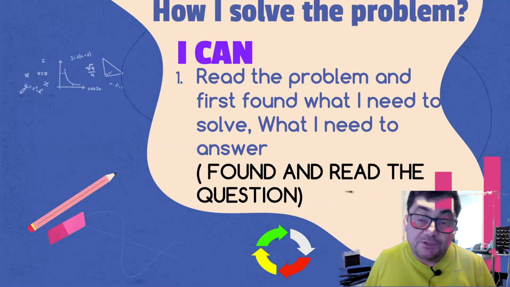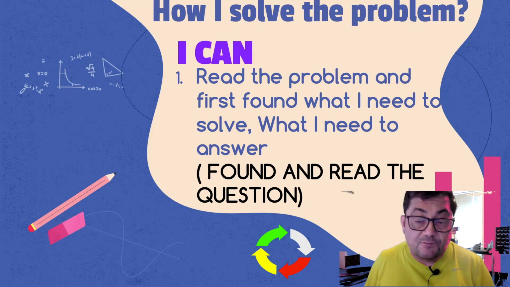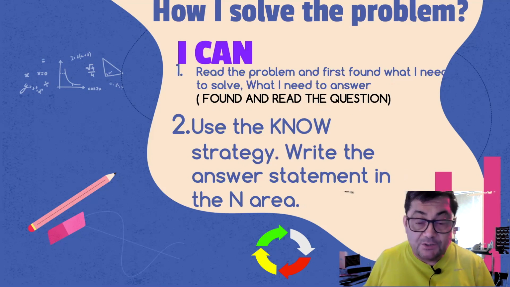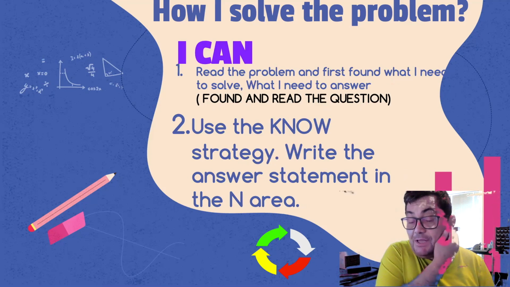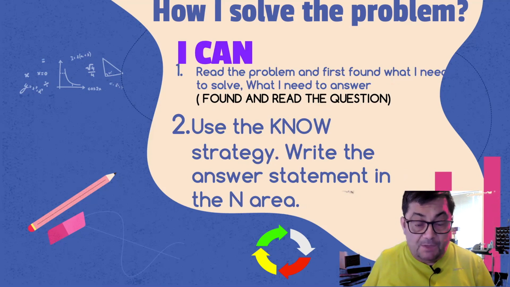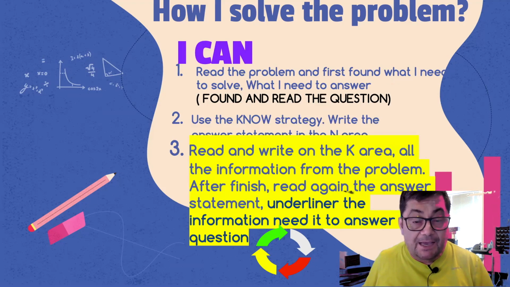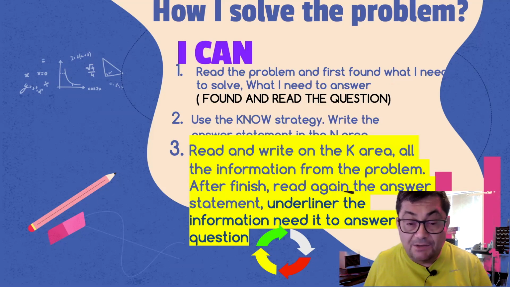So how can we solve the problem? The first step in the strategy I present to you is to read the problem and find what we need to solve. So basically we need to find the question. After we find the question, we use the NOW strategy and write the answer statement in the N area. After this, we read and write in the K area all the information from the problem, because that's necessary for the answer.